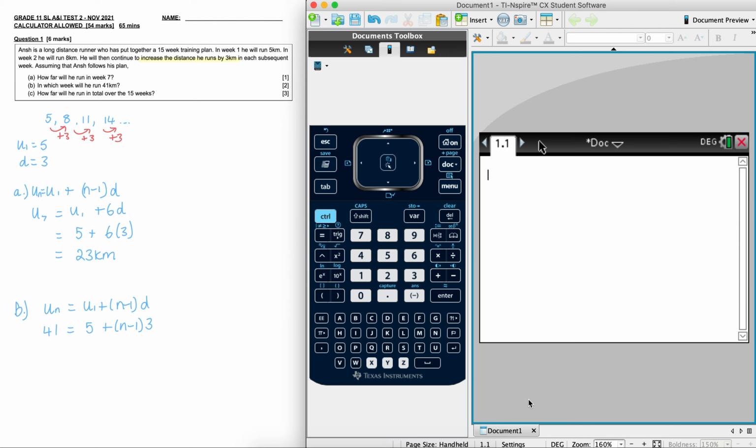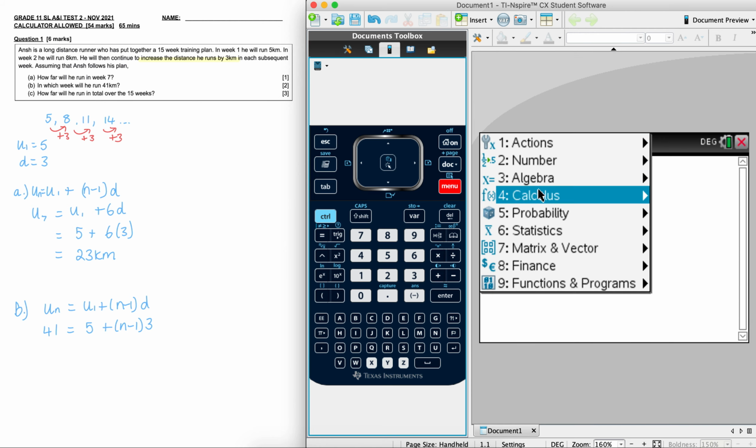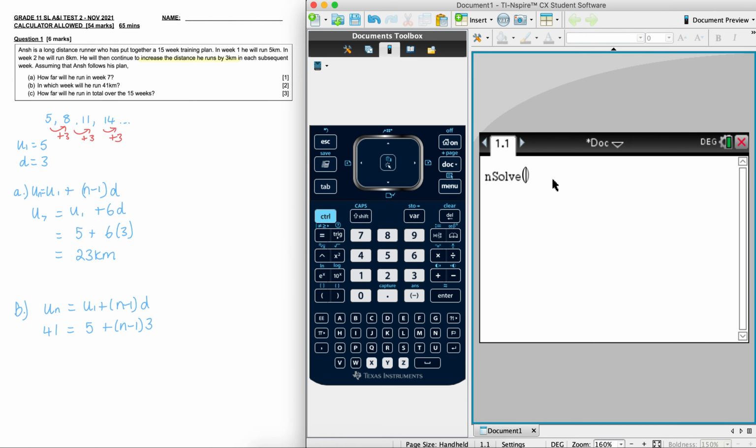And you can either do that by hand, or we can go to our GDC, we can do algebra, numerical solve, and we can have that 41 is equal to 5 plus n minus 1, lots of the difference, which is 3, so times by 3, and then I just need to put comma n so that I know what I'm trying to find, and we find that n is equal to 13. And therefore it's the 13th term where that is equal.